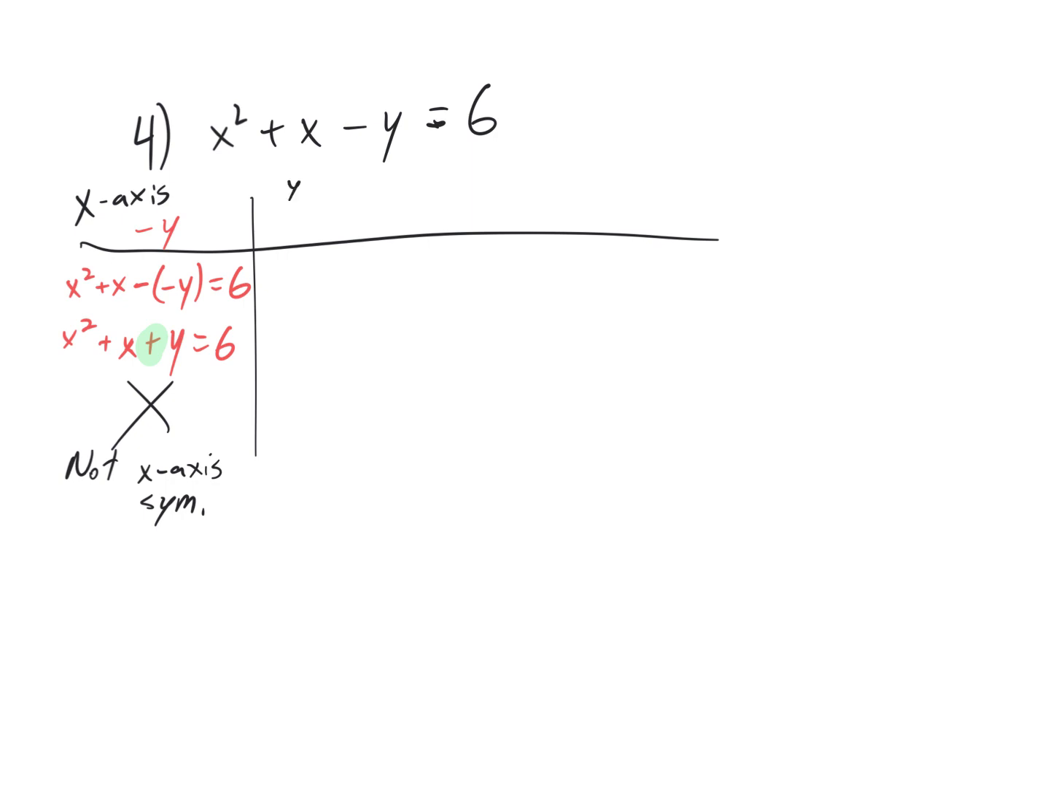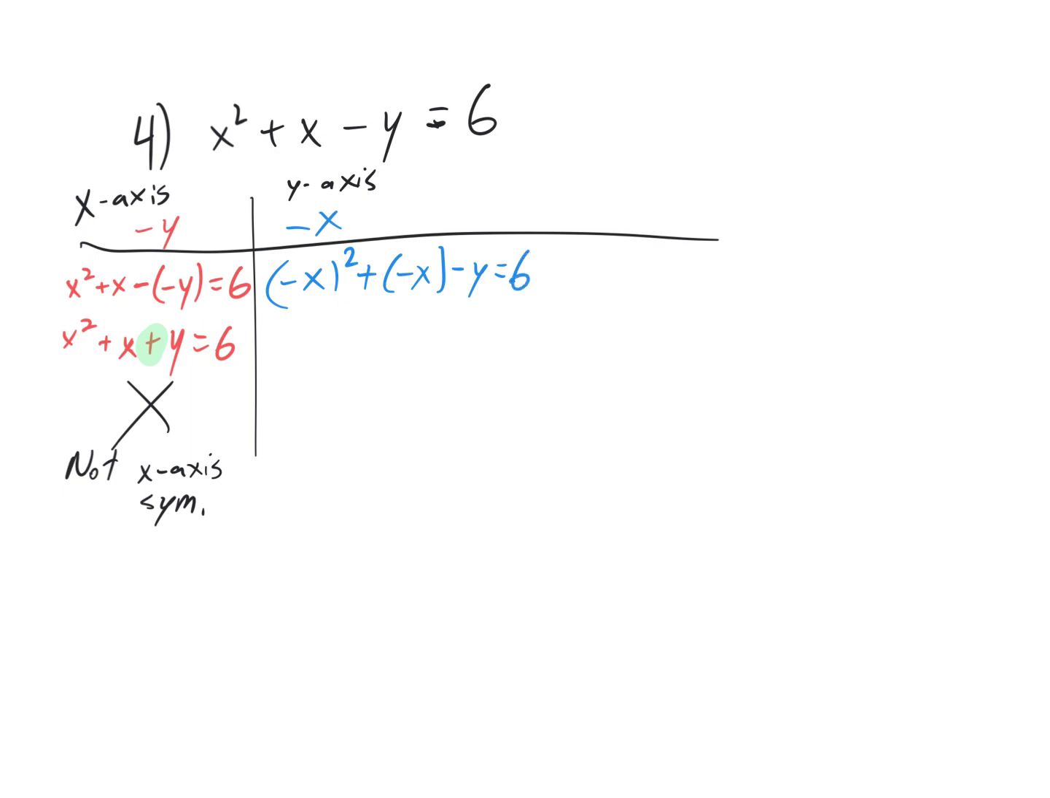So let's do our y-axis test, okay? Which means, again, we're going to plug in the opposite variable, which is negative x, okay? So (-x) squared, okay, being careful with that parentheses here, plus (-x), okay, minus y is equal to 6.